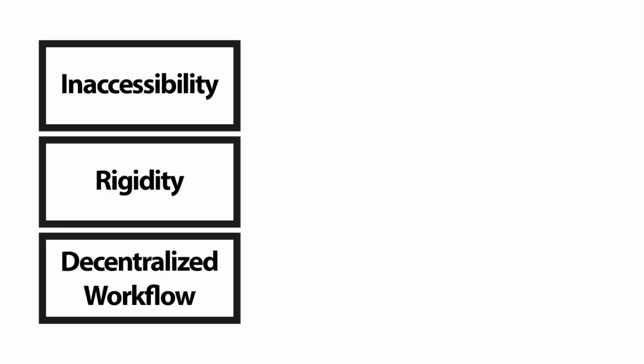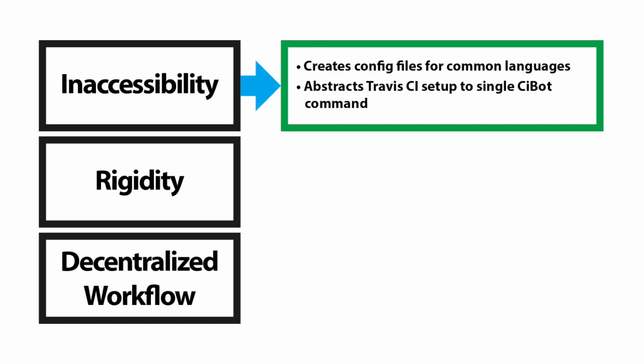To solve CI's inaccessibility problem, CiBot creates functional templates of the Travis YAML configuration files for popular programming languages like Node.js, pushes them to the root directory of a GitHub repo, and activates the Travis CI service for that repo. This is all done behind the scenes. All the user needs to do is give CiBot a single command and specify what programming language they will use, and CiBot takes care of the rest.